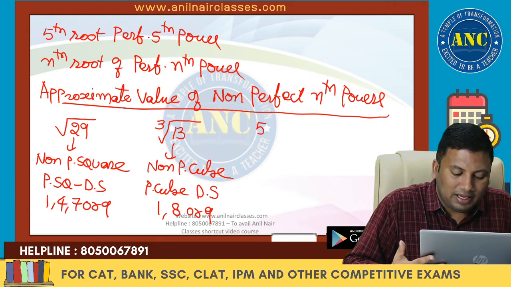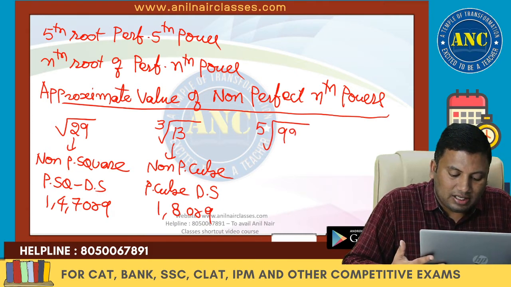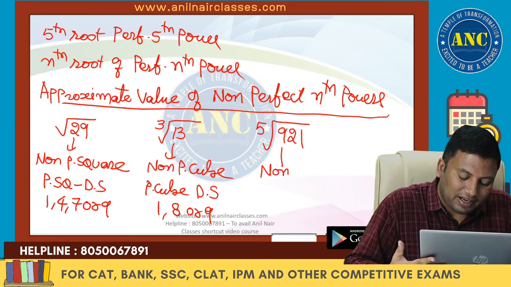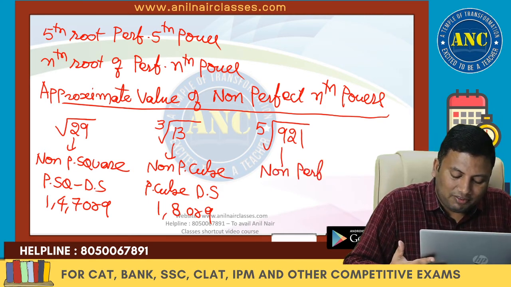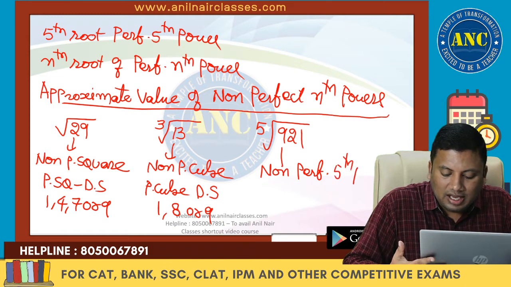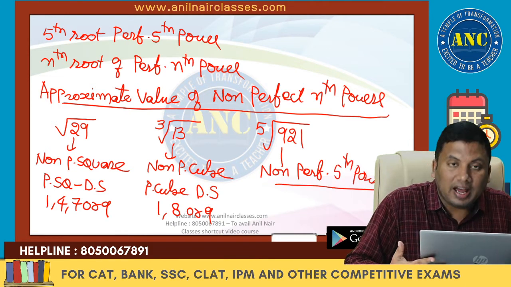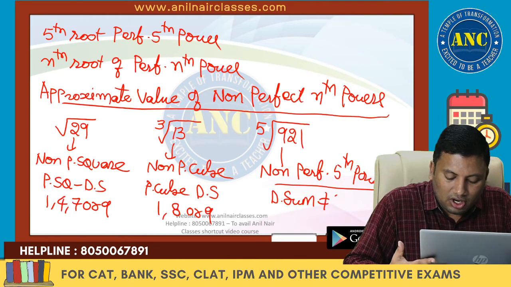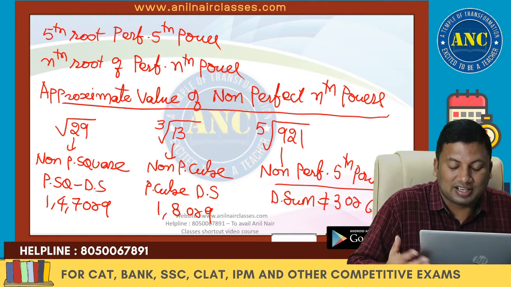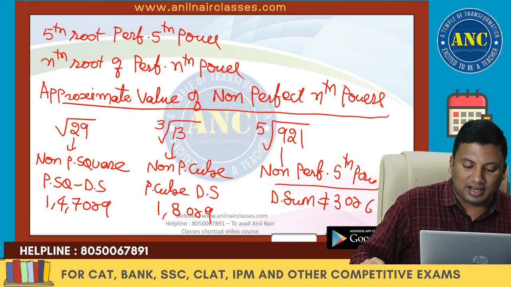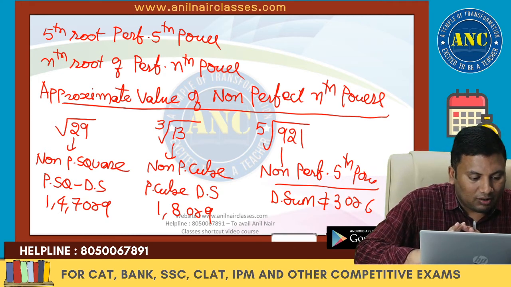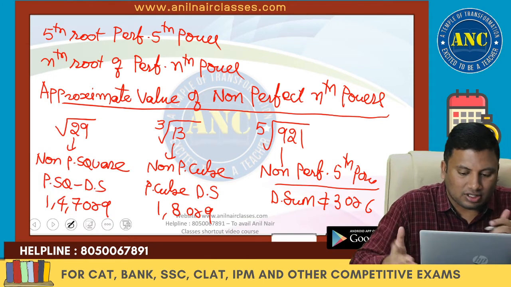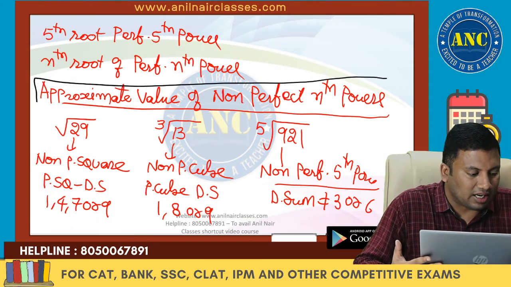Or probably it is 921. Definitely it is a non-perfect fifth power, because a fifth power should not have digital sum 3 or 6, and the digital sum of this number is 3. How do we find the approximate values of non-perfect nth powers using the estimation technique?